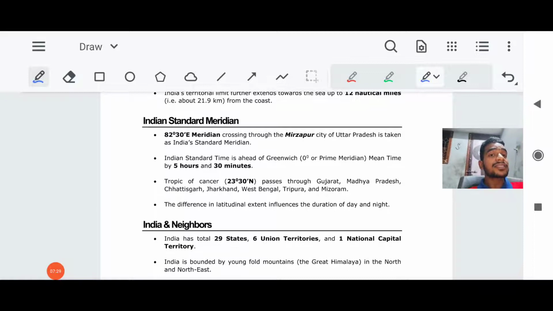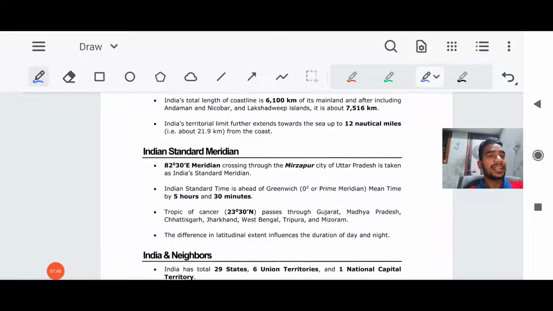There is a fixed standard time. That standard time is decided by the 82 degree 30 minutes meridian crossing through Mirzapur city of Uttar Pradesh, which is taken as the Indian Standard Time. Okay, so that is the standard time.